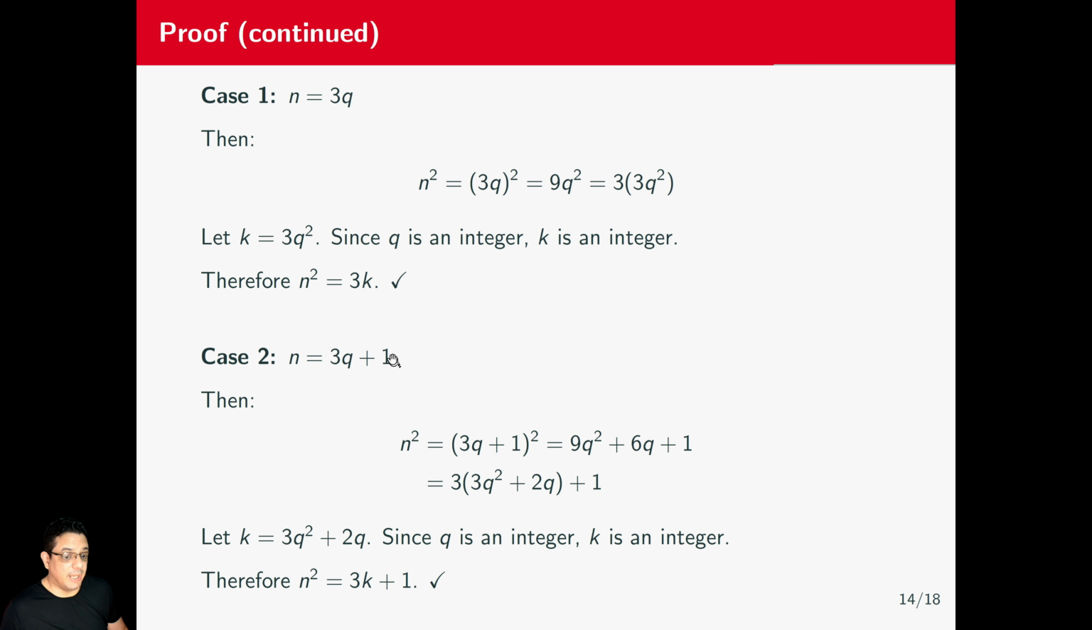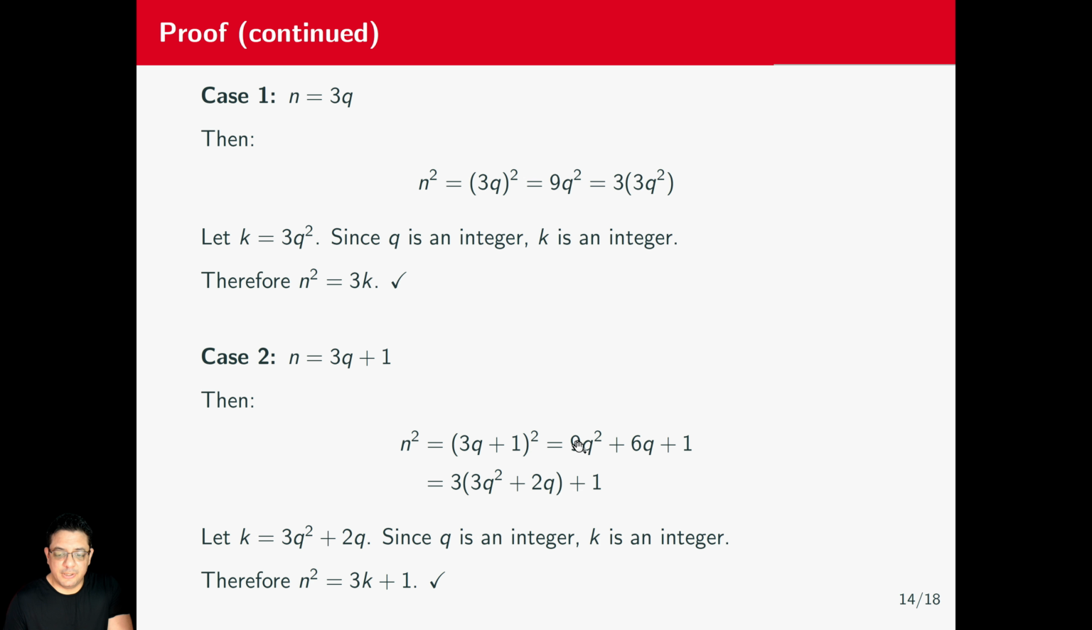Let's go with the second case. n is 3q plus 1. Now, if we square that, from the binomial square form, (3q plus 1) squared, breaking that binomial, we're going to get 9q squared plus 6q plus 1. Remember, first one squared plus 2 times the first one by the second plus the second squared is going to give me this.